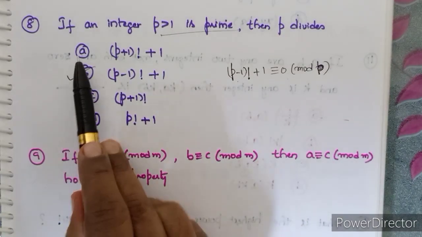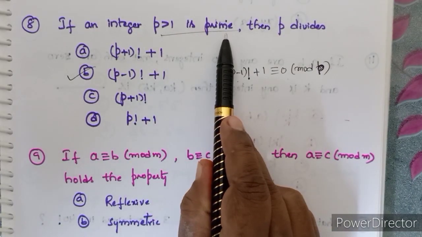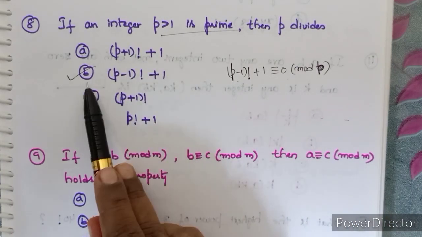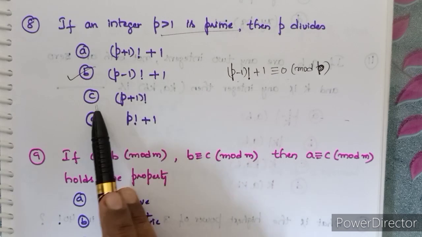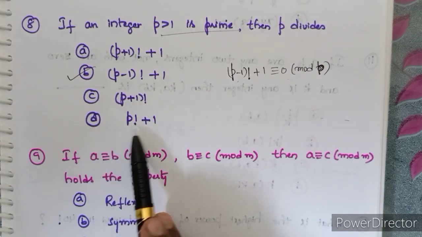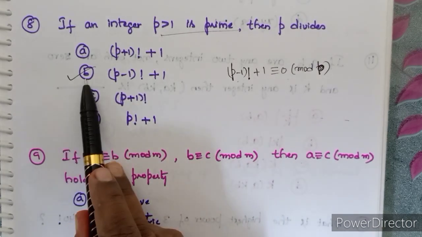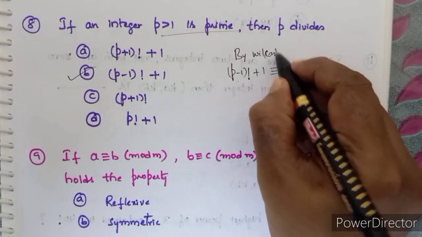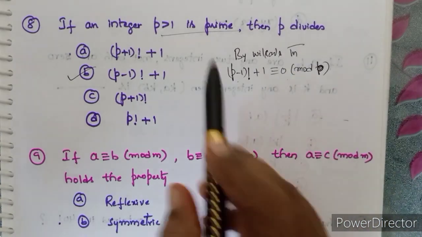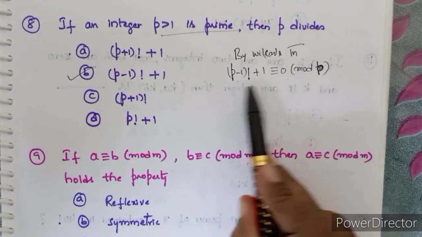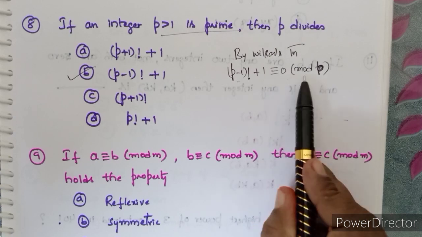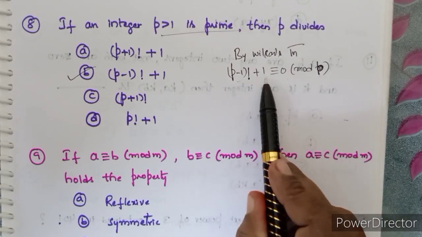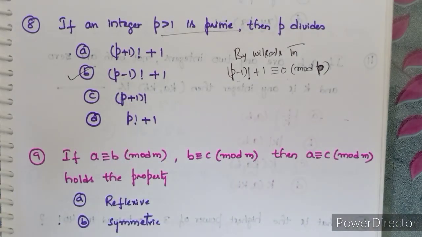Question. If an integer P greater than 1 is prime, then P divides. Option A, P plus 1 factorial plus 1. Option B, P minus 1 factorial plus 1. Option C, P plus 1 factorial. Option D, P factorial plus 1. Option B is correct. By Wilson's theorem, we know if P is prime, P minus 1 factorial plus 1 is congruent to 0 mod P. That is why P divides P minus 1 factorial plus 1. So option B is correct.